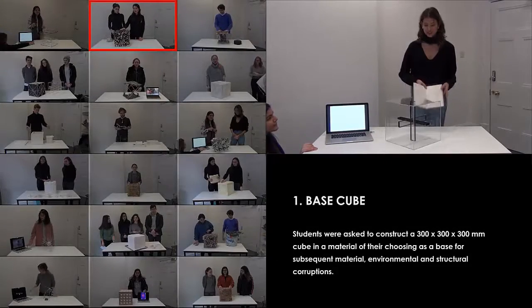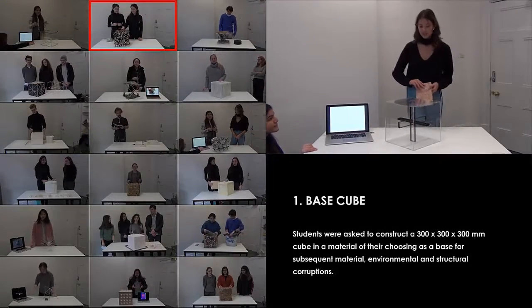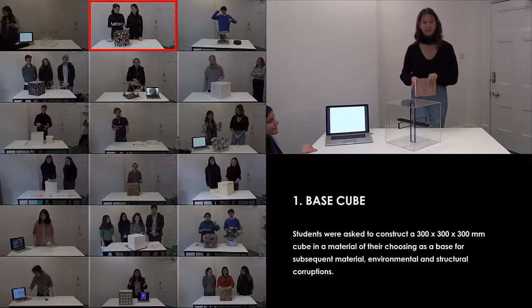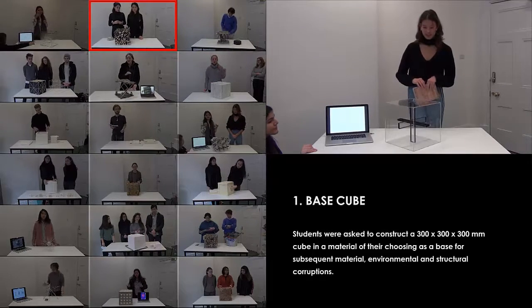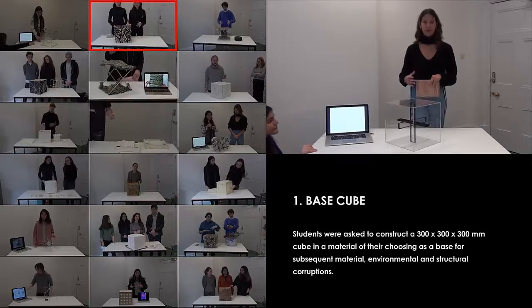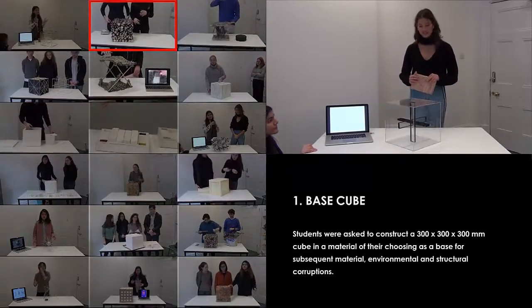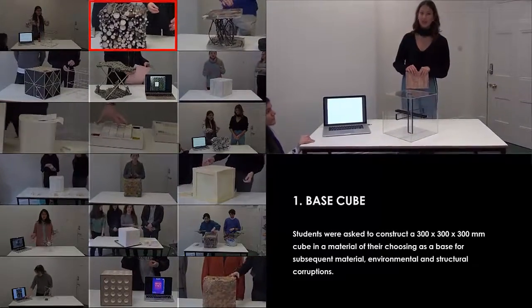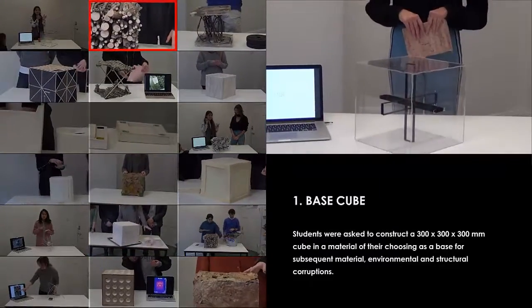For our very first cube, we had to choose two materials. So we chose plastic and elastic. The reason we chose those two materials is because of how contradictory they are of each other. Plastic, through natural environmental conditions, stays very tough and strong. However, elastic is very malleable and can easily be altered with a small force.